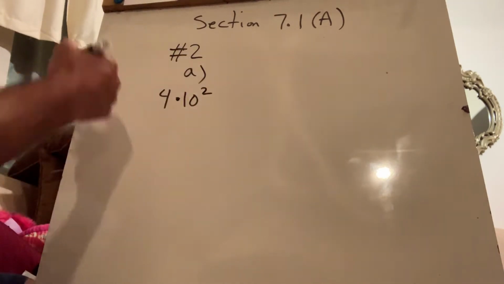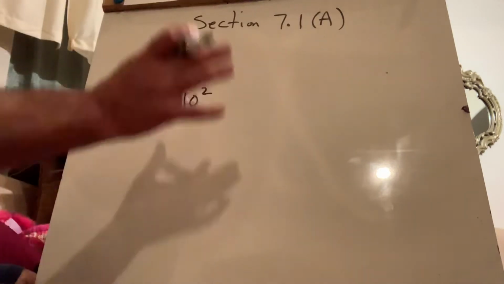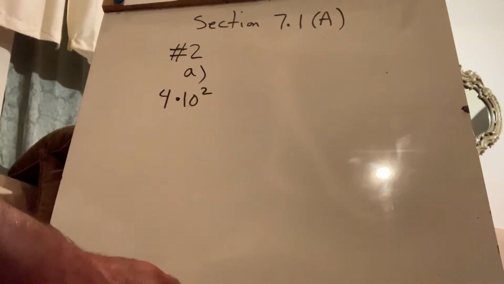This one is kind of opposite of the last one we did, number 1. This time they give you the expanded form, and you need the actual decimal form, which is the opposite of what we did in number 1.